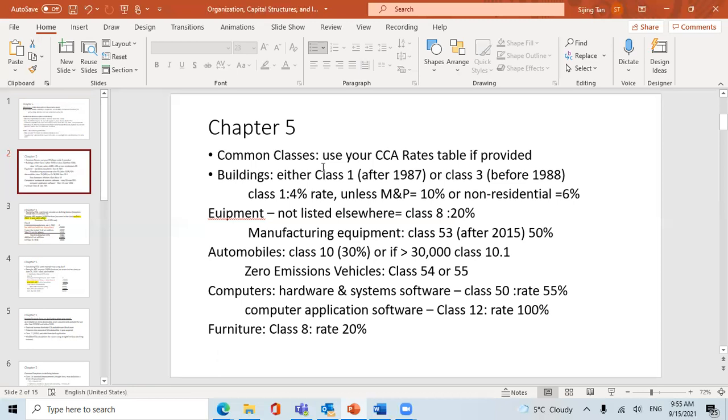Computers: we have hardware and systems software. It goes to class 50, and the rate will be 55%. Computer application software goes to class 12, which is a 100% write-off during the acquisition year. Then the last very commonly used one is furniture. It goes to class 8, and its rate is 20%. So those are the very common classes that are used.